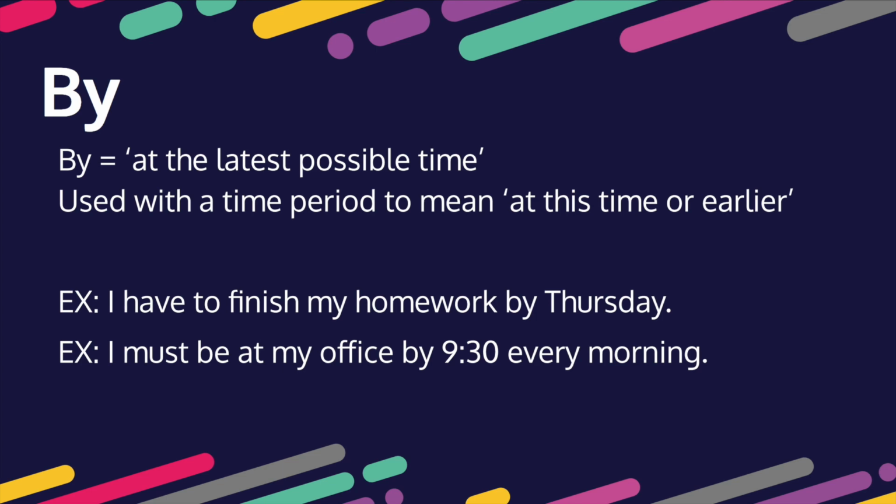For example, if I say, I have to finish my homework by Thursday, I could do it on Monday, Tuesday, or Wednesday, but it must be finished by Thursday. I must be at my office by 9:30 every morning. That is the latest I can possibly arrive. I can get there at 9:25 or 9:15. That is fine. But at 9:30, I must be in the office.